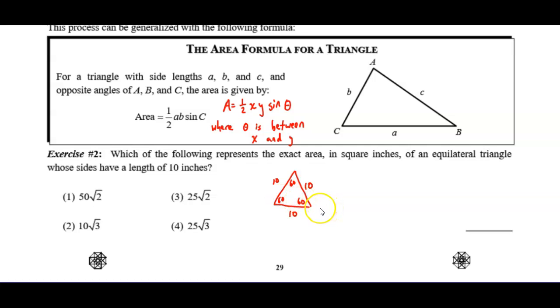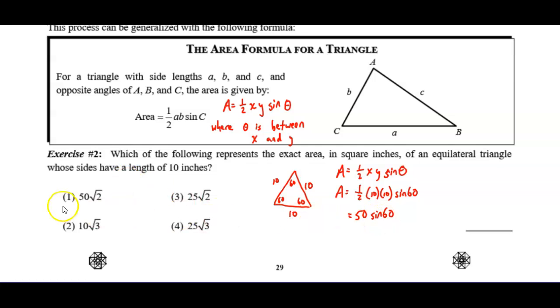Okay, and so the exact area in square inches of this triangle would be 1/2 times x times y times sine theta. And I can use any of these three angles as theta, so it's going to be sine 60. So area is equal to 1/2 times 10 times 10 times sine 60. All right, and so as an exact answer, if I take 1/2 times 10 times 10, that's going to be 50. So 50 sine 60 would be my exact answer.